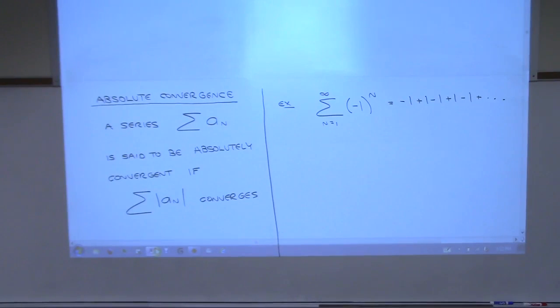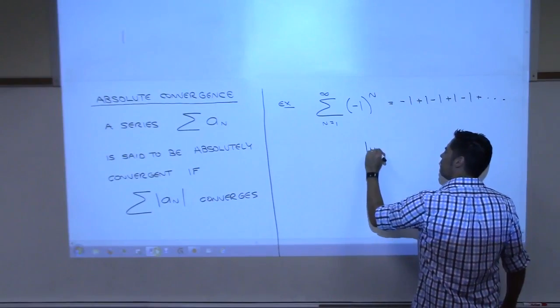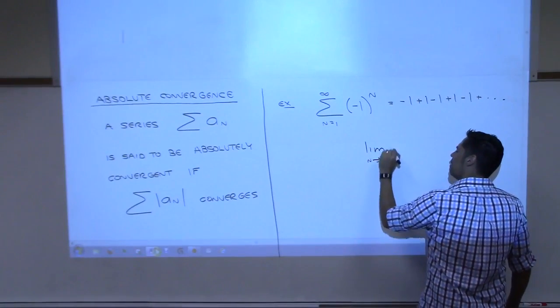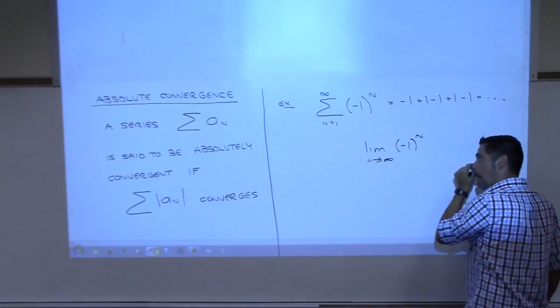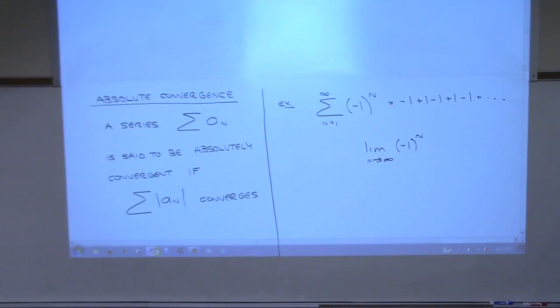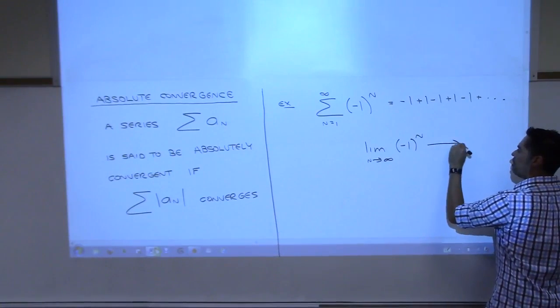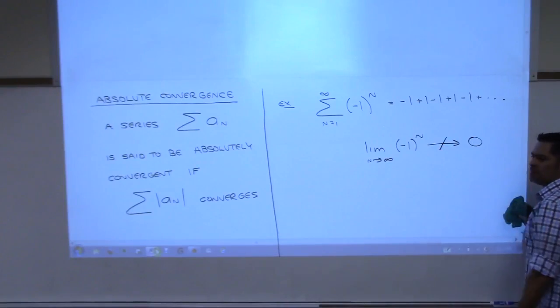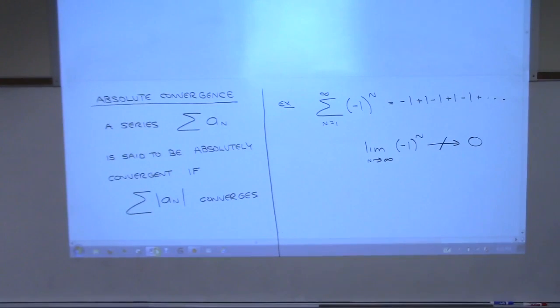All right. Let's do the nth term test. Right? Nth term test. Let's just try it. What's the limit as n goes to infinity of (-1)^n? It's going back and forth between 1 and -1, right? So is it going to 0? Does this go to 0? No. And what does the nth term test tell us? If it doesn't go to 0, it diverges. This series diverges, right?